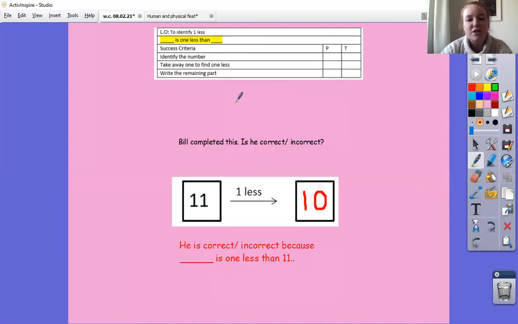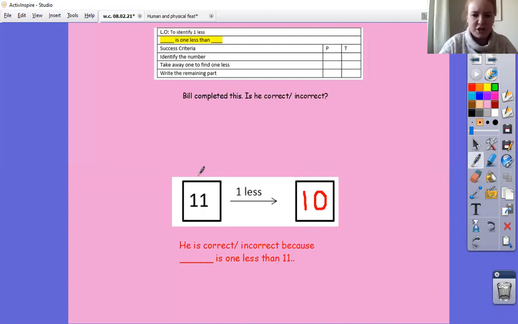Okay, last one. So Bill completed this. Is he correct? Bill thinks that this number is 1 less than this number. So Bill thinks 10 is 1 less than 11. Well, let's have a look. I'm going to split 11 into 2 parts. I'm going to say 11 has 2 parts. One part is 1 ten, because I can see that here, and the other part is 1.